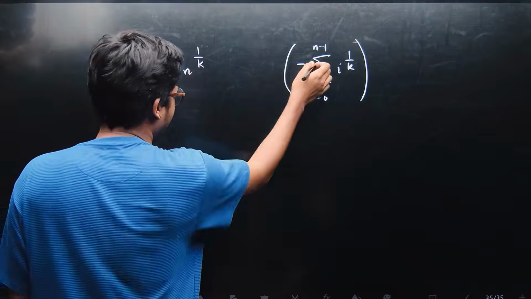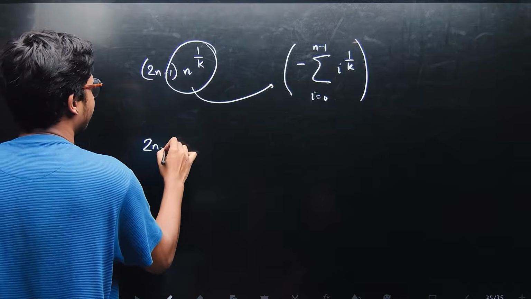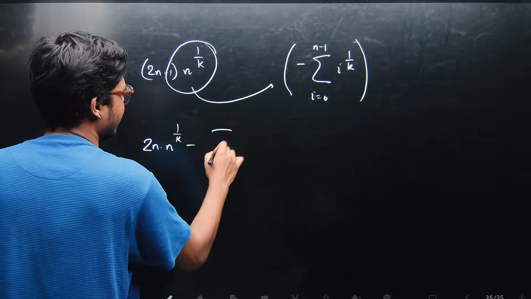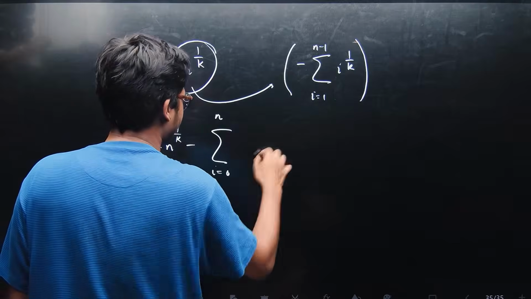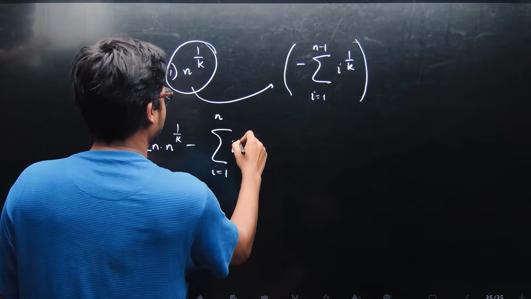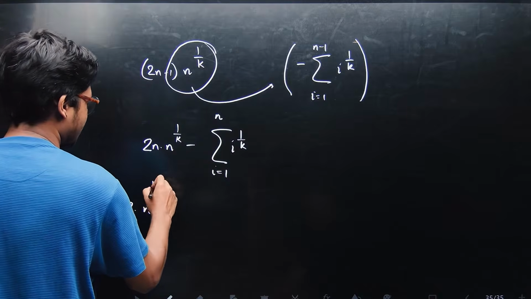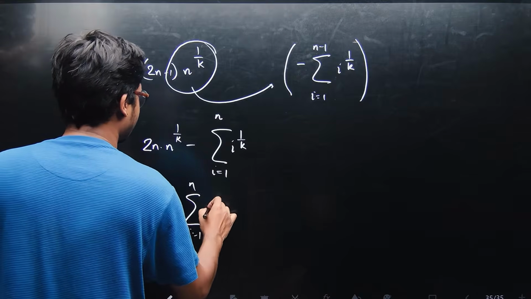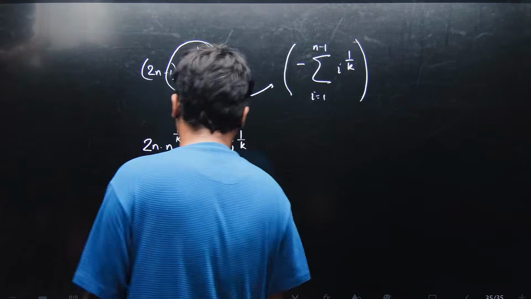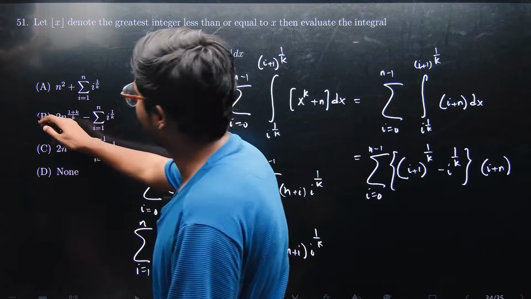And then you have the second term, right? So now take this minus 1 and combine it here. So you'll get 2n times n to the power 1 by k minus, now the summation is going to run from 1 all the way till n. We don't care about 0. And this can be written as twice of n to the power (k plus 1) by k minus summation i equal to 1 to n of i to the power 1 by k, right? So that is your final answer, which is option B for us.